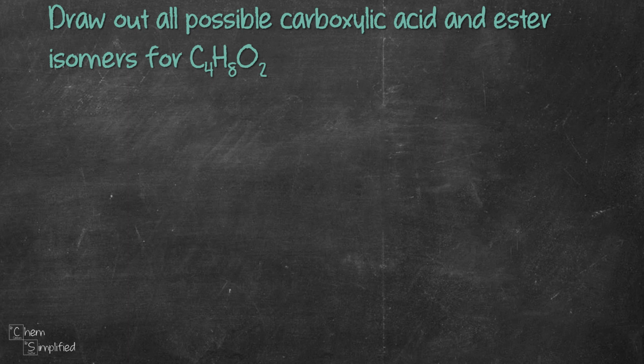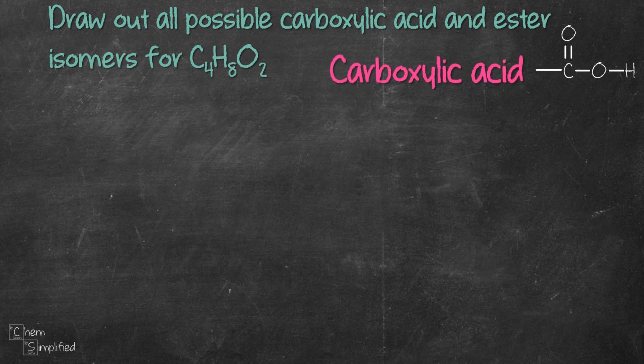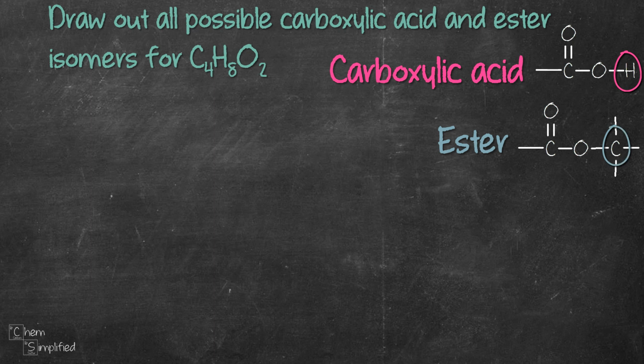Let's begin. Quick recap. Carboxylic acid has a carboxyl functional group, which is C double bond O connected to OH, whereas ester is C double bond O connected to OC. The difference between carboxylic acid and ester is that carboxylic acid has an H connected to that O, whereas ester has a C connected to O. Another thing to note is that for carboxylic acid, that COOH group, which is called the carboxyl group, is always at carbon number 1. So let's start with carboxylic acid.